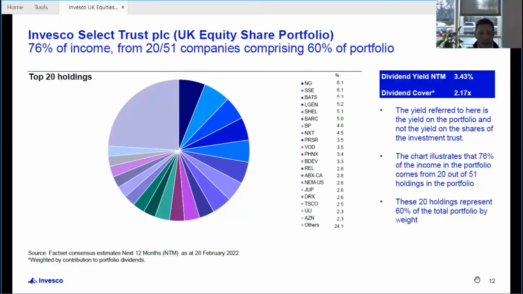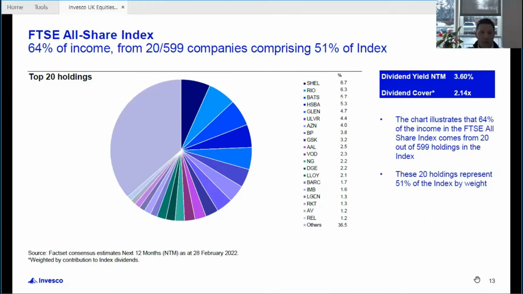The next slide shows the equivalent for the FTSE All-Share index. So the forecast yield for the index today is about 3.6%. We think that the 3.4% is very competitive, and as I said earlier, that's before gearing, and that's before any decision by the board as to whether to top that up from capital. So we think there's a compelling income story here from a well covered and well diversified dividend flow.